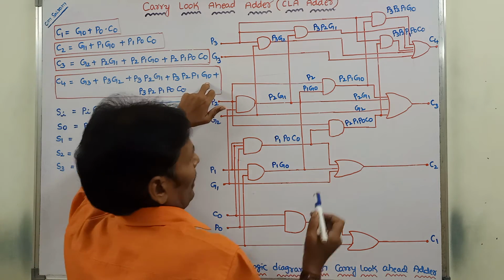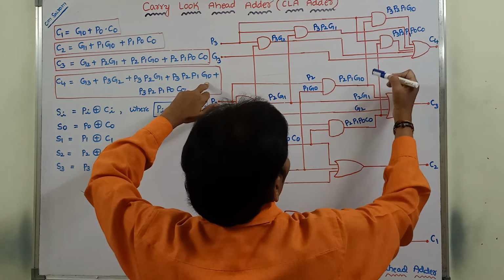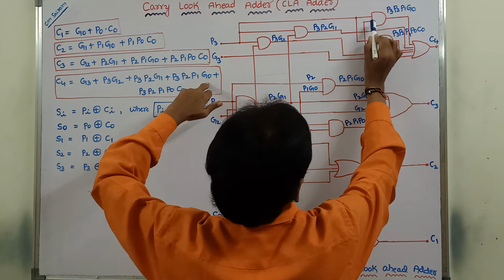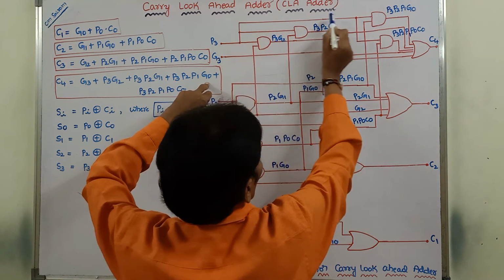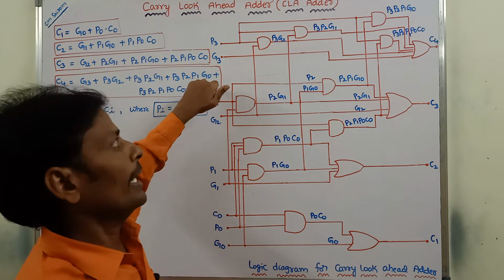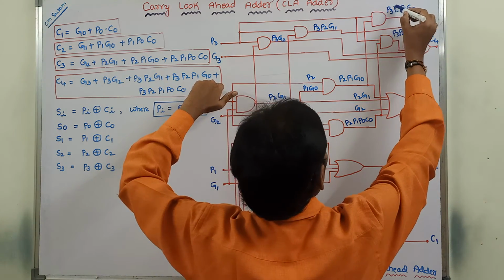So here, I am taking P2, P1, G0. Next I am taking P3 here. These can be sent to a 2 input AND gate. Then we are getting P3 P2 P1 G0.